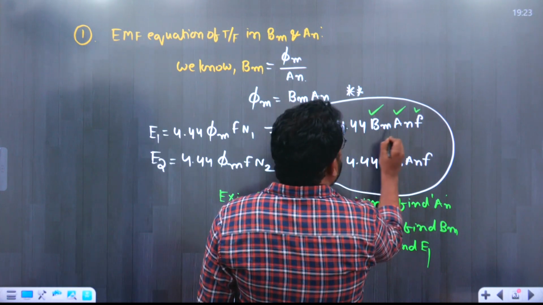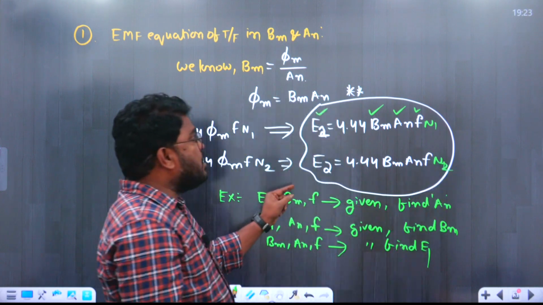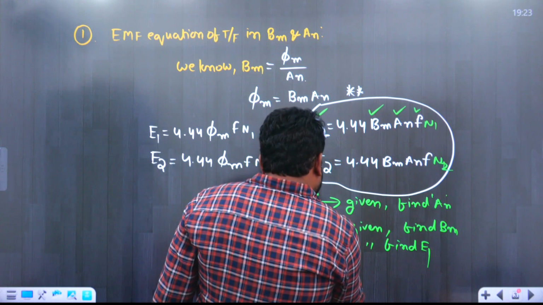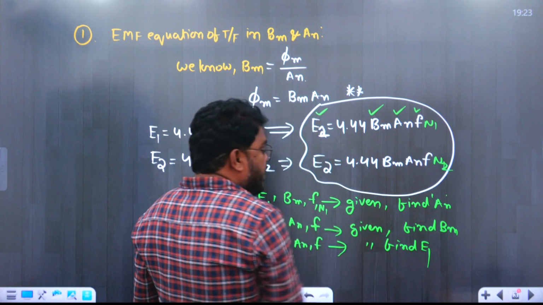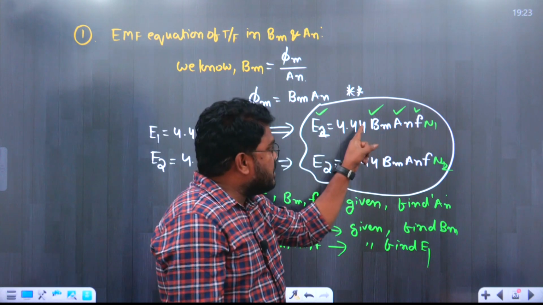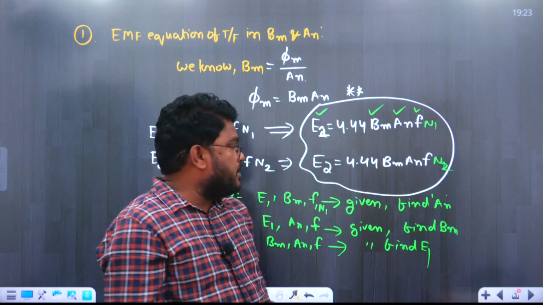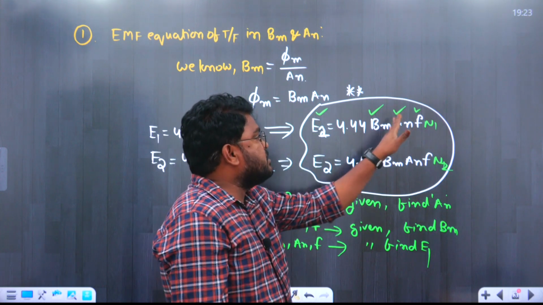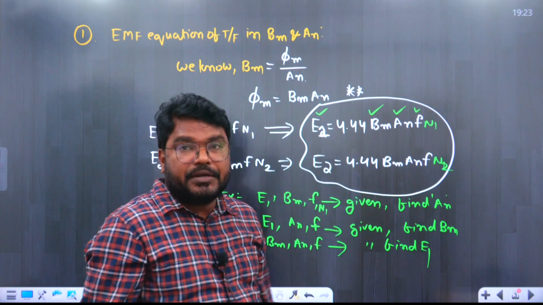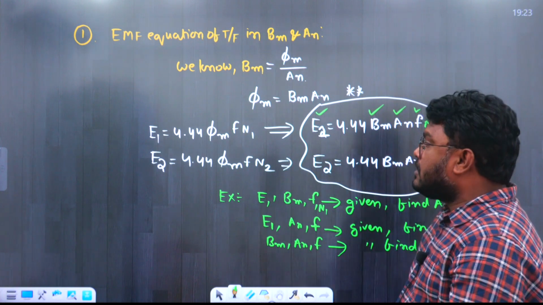So E1 is equal to 4.44 Bm An F N1. Four quantities are mentioned here, and N1 and N2 are also given. Find the other parameters. If any four quantities, Bm, An, F and N1, are given, find the EMF induced in the primary winding. Similarly, suppose Bm, frequency and N1 are given in the question, find the other parameters. This is one formation of the question from the EMF equation of the transformer.